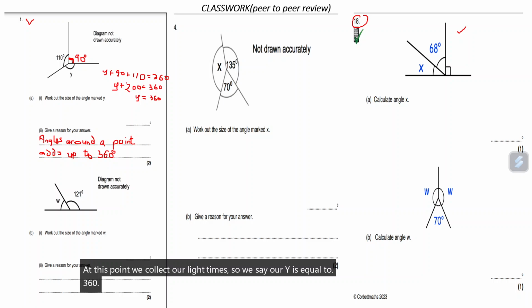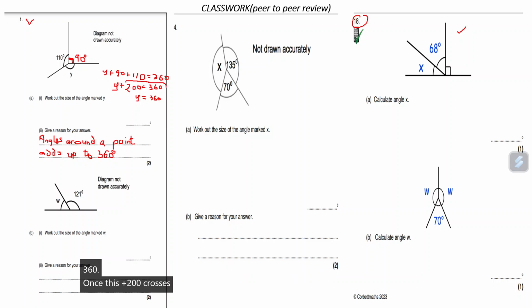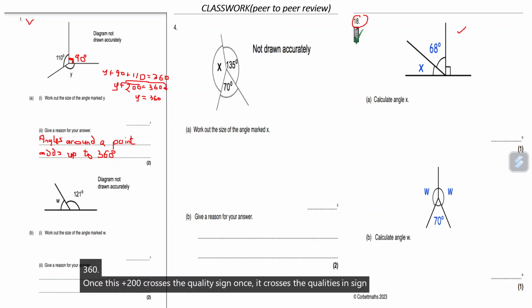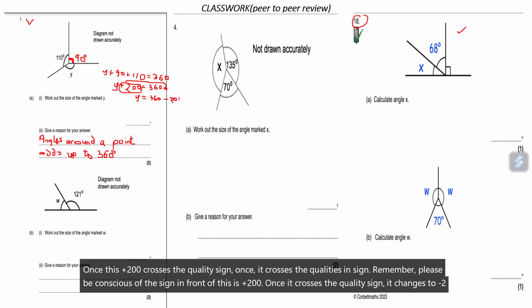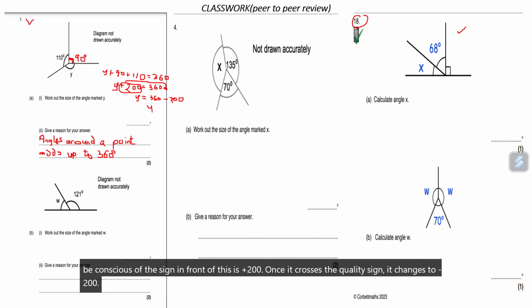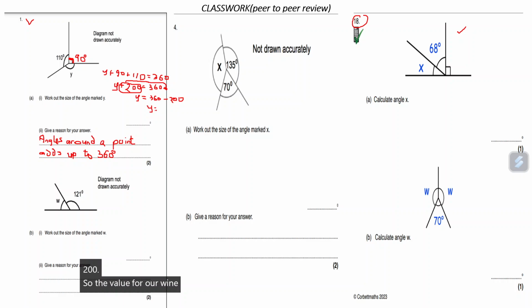Once this positive 200 crosses the equality sign, please be conscious of the sign in front of this. This is positive 200. Once it crosses the equality sign, it changes to minus 200. So the value for our y is 360 minus 200, which is 160 degrees. Our answer is 160 degrees.